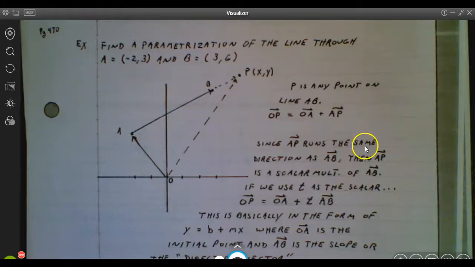Okay, so since AP runs the same direction as AB, so here's vector AB, OP, which represents from the origin to any point on that vector, right? Whatever this point is, it is simply going to be a scalar multiple of vector AB. In other words, it's going the same direction. It's either going to be a bigger vector because it's a point out here, or a shorter vector because it could be a point closer to A, right? But because it's always going to run the same direction, it's simply going to be some scalar multiple of this. In other words, it has the same direction, but not necessarily the same magnitude.